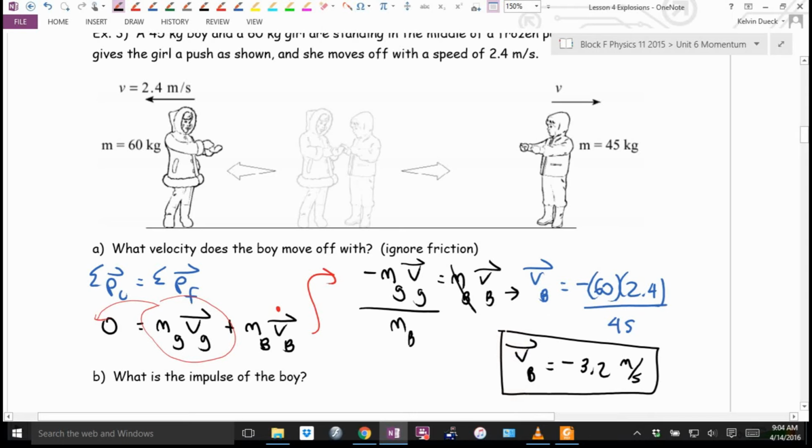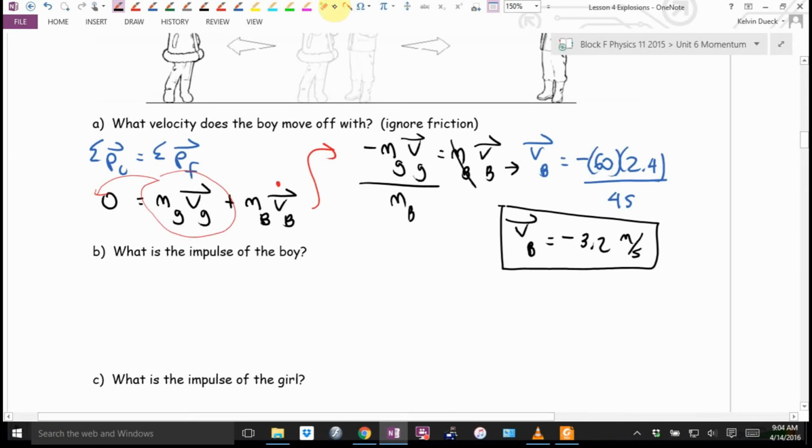Or if you said, because there's a picture, we can actually add a direction. We can say, hey, you know what? Really, what direction is the boy moving? 3.2 meters per second. Direction? Right, or east, or, yeah, I'll go right. You okay with that, Alex?